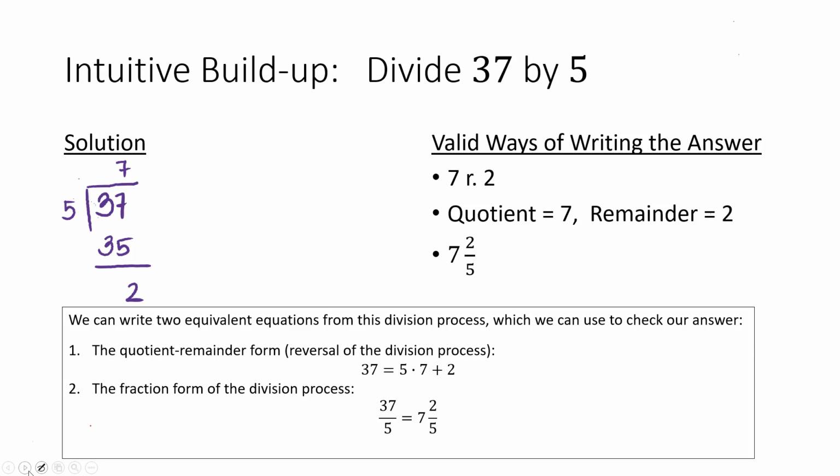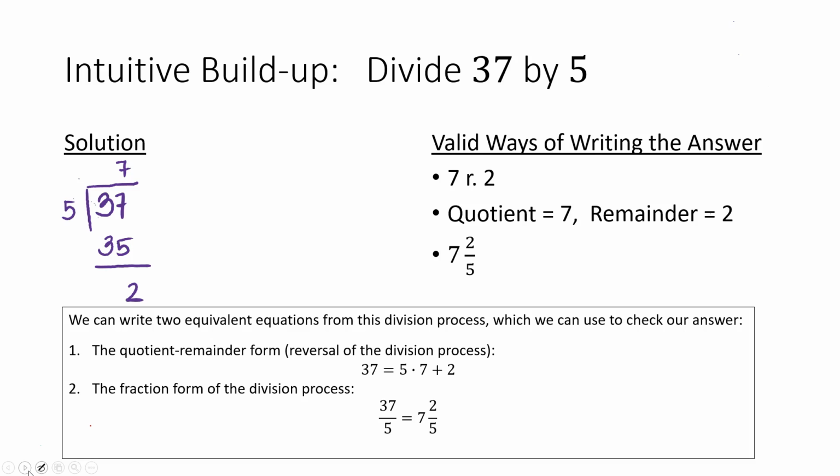Now we can write two equivalent equations from this division process, which we can use to check our answer. The first is the quotient remainder form, which is actually a reversal of the division process. We say 37, the dividend, equals 5, the divisor, times the quotient, plus 2, the remainder.